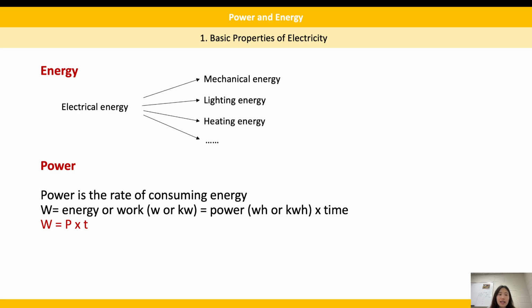Electrical energy can be converted to multiple forms of energy, like mechanical, lighting, and heating, which is thermal energy. And power is the rate of consuming energy. So we can use the watt, W, as the unit. The unit is a watt or kilowatt. Energy is watt-hour or kilowatt-hour. So energy is power times time.